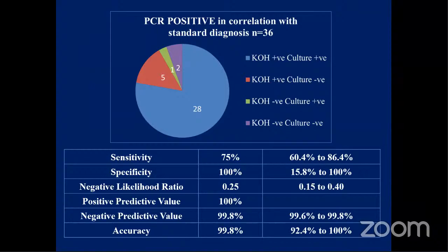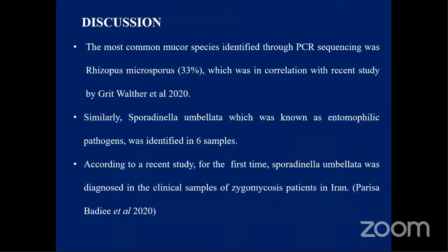PCR positive in correlation with standard diagnosis were 36 samples, out of which 28 were KOH positive and culture positive. 5 samples were KOH positive and culture negative, 1 was KOH negative and culture positive, and 2 samples were KOH negative and culture negative. My sensitivity was 75%, specificity 100%, negative likelihood ratio 0.25, positive predictive value 100%, negative predictive value 99.8%, and my accuracy is 99.8%.